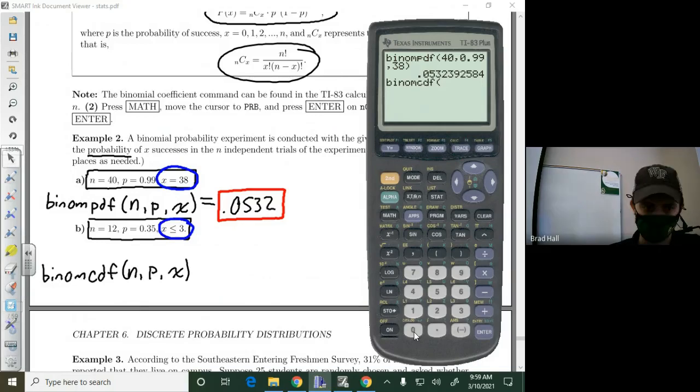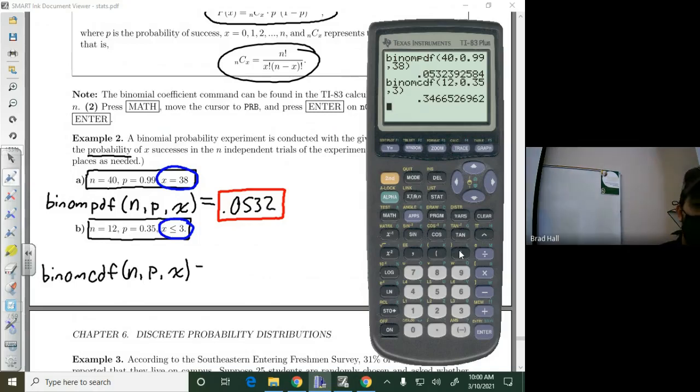So in this problem, they tell us that lowercase n is 12. p is 0.35. Again, I'm still using commas in between my numbers. And then for the x value, we want to put the largest x value, or the one involved in our inequality, 3. And it will take care of 3, 2, 1, and 0 for us. And that tells us we get 0.3467. Just like that.